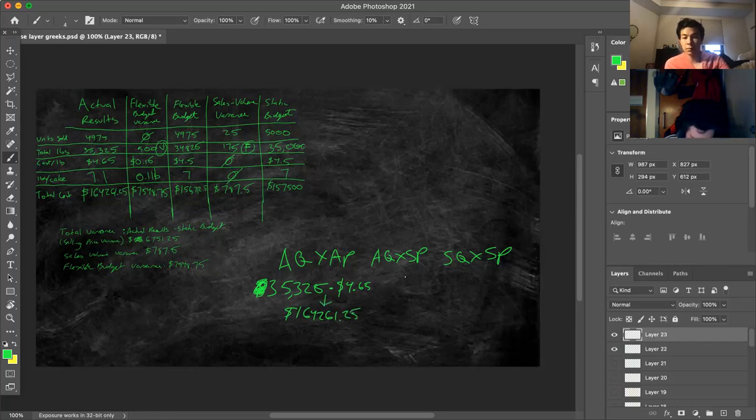Okay, now the AQ, so we do the 35,325 times the flexible price. Exactly. Okay. So 35,325 times 4.5. Okay, let me do that.